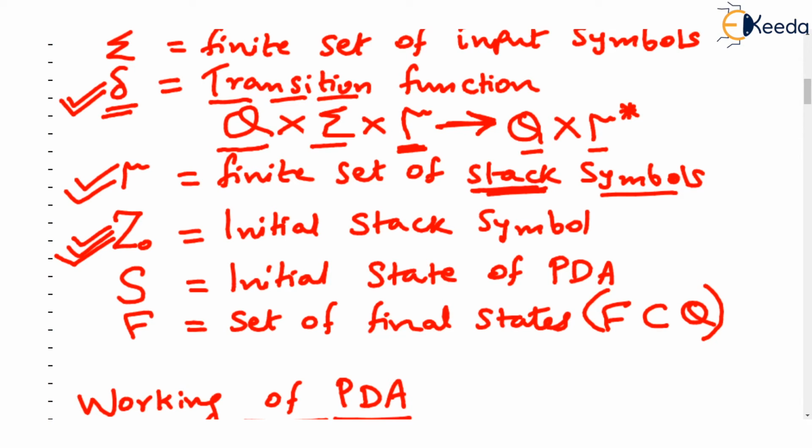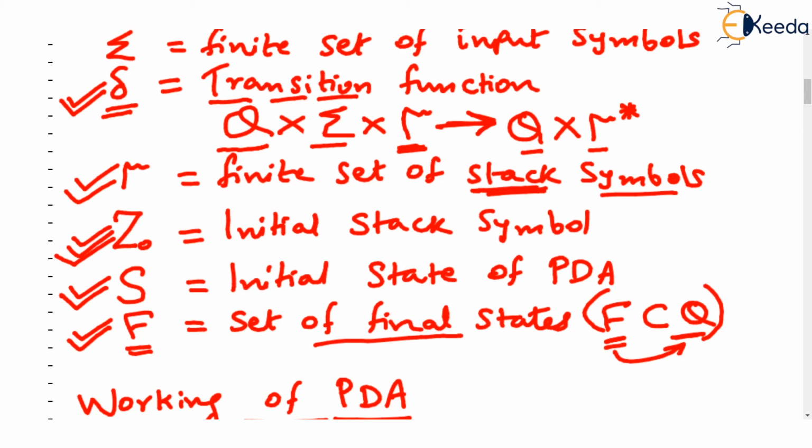What we have next is S, which is the initial state of the PDA. Of course, PDA has states Q0, Q1, Q2, and one of the states will be the initial state. And we have a set of final states, just as DFA had. DFA had some states which were double circled. Even PDA will have a set of final states. Clearly the set of final states is a subset of the set of states, because final states are going to be from among these states, isn't it? That's the definition of PDA.